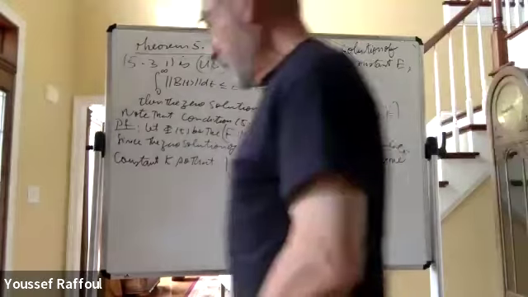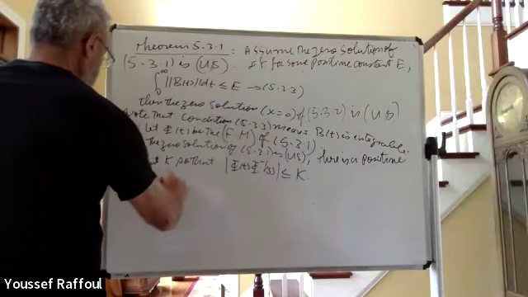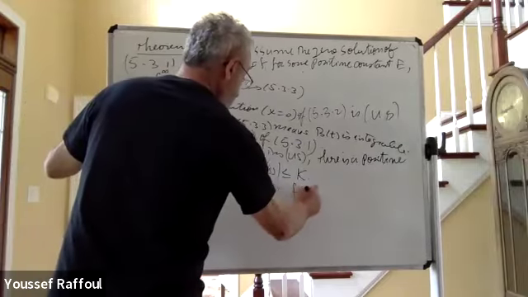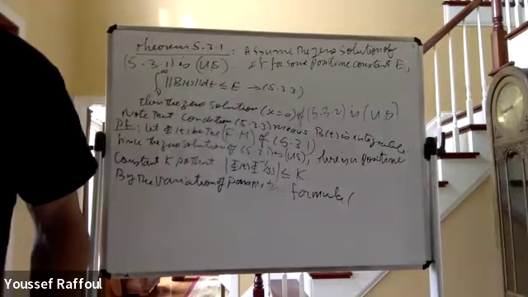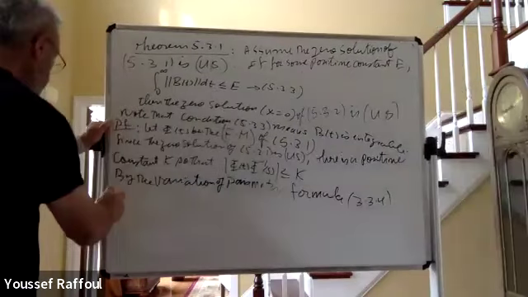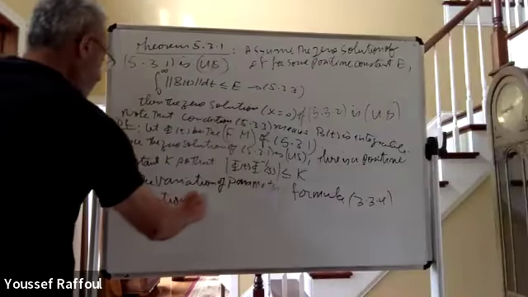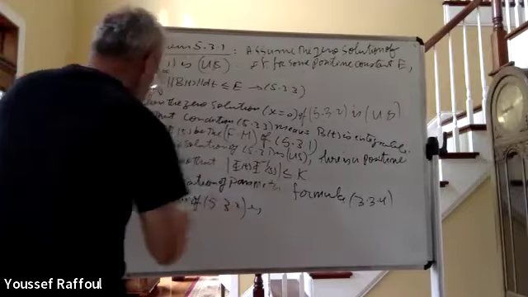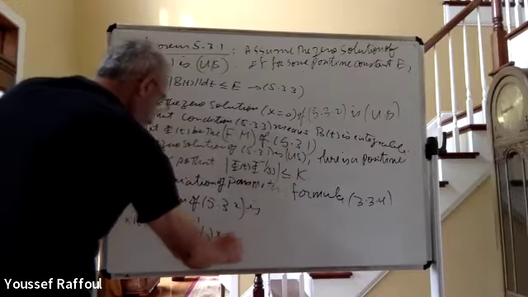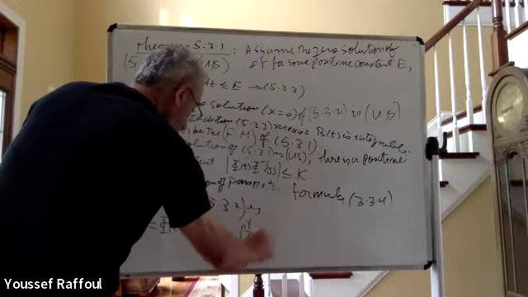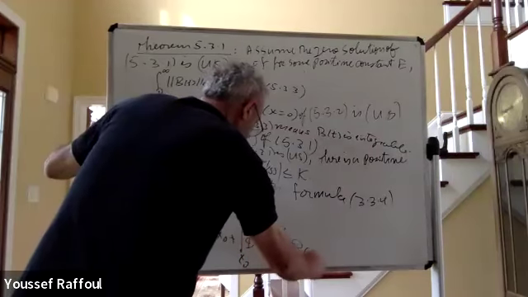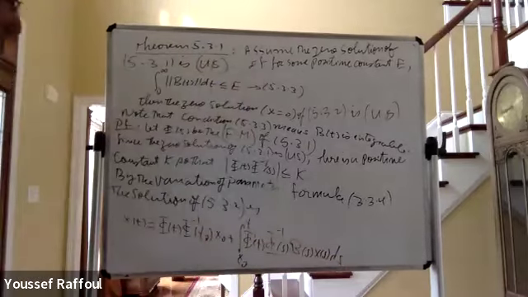All right. Now, by the variation of parameters formula, and I'll give you the number of it, 3.34, the solution of 5.3.2 is x of t equal phi of t, phi inverse of t naught, x naught, plus the integral from t naught to t of phi of t, phi inverse of s, B(s), x(s), ds. Okay?